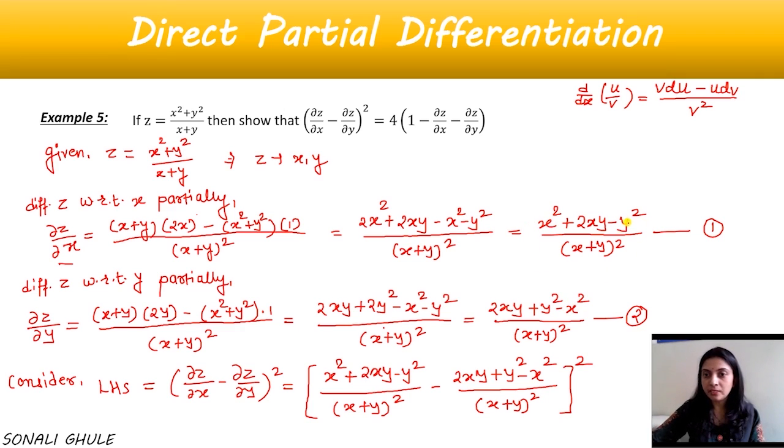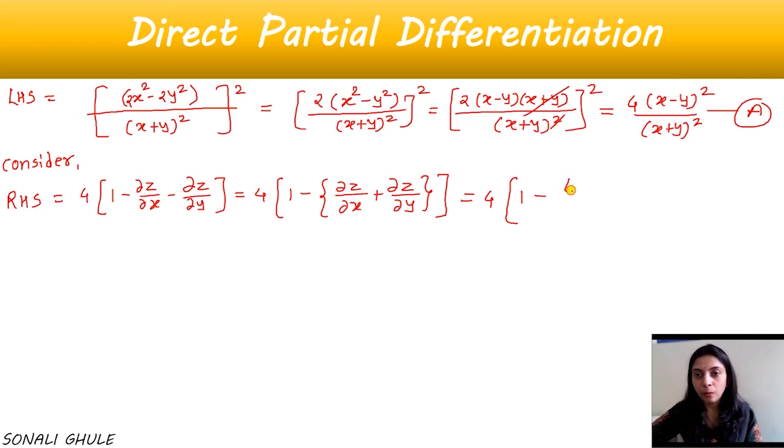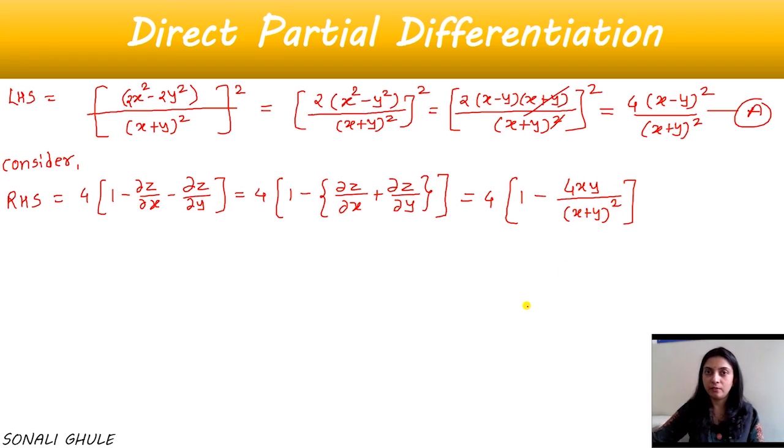This minus y square plus y square will get cancelled. And what is the remaining term then? 2xy plus 2xy. That will be 4xy. Okay. So when I add this together, I will get the term here 4xy upon x plus y whole square. Okay. You can check this addition by solving yourself.